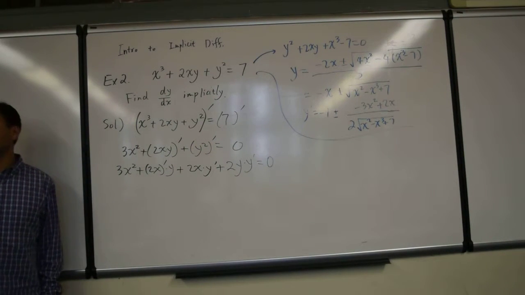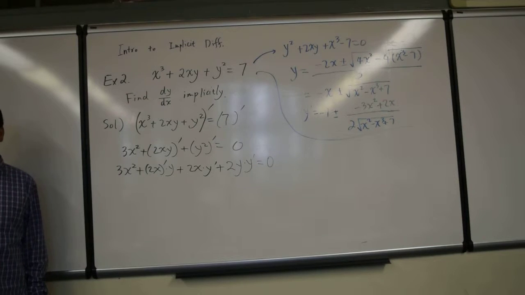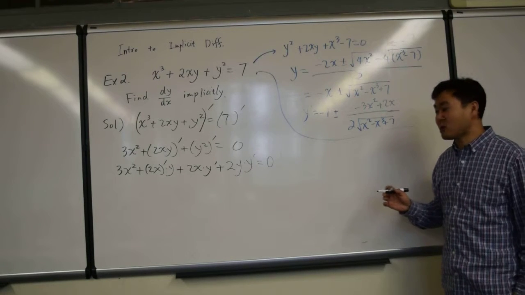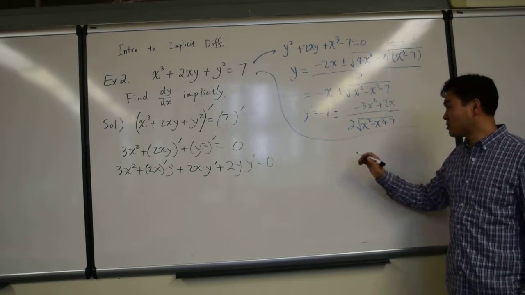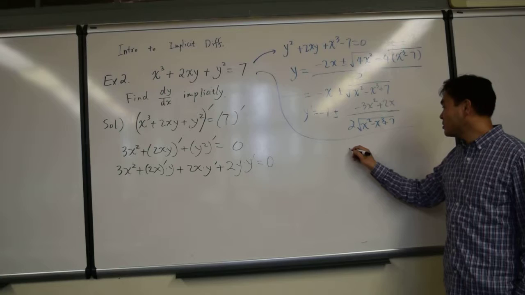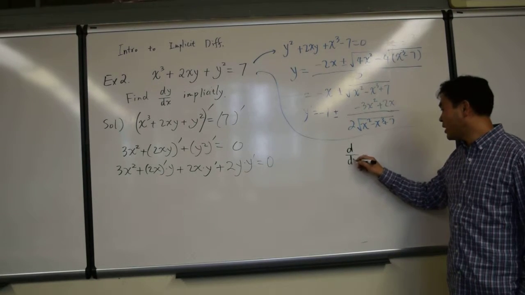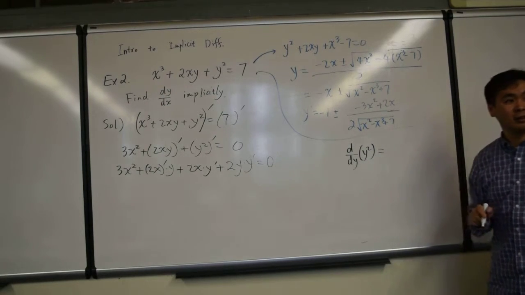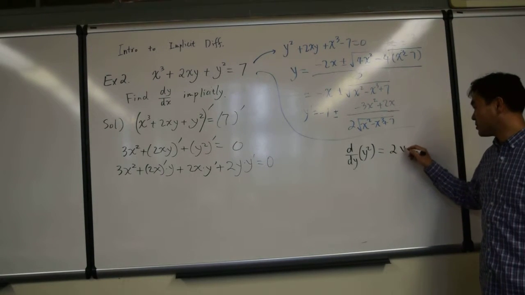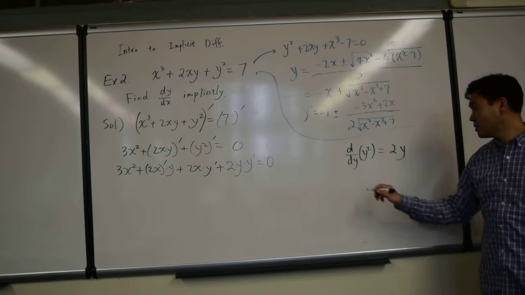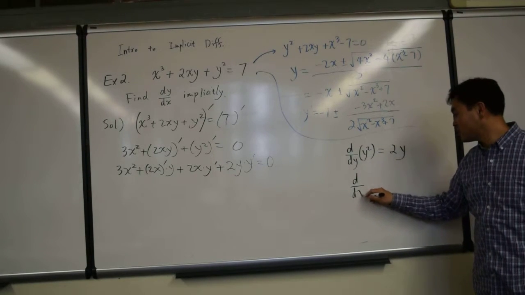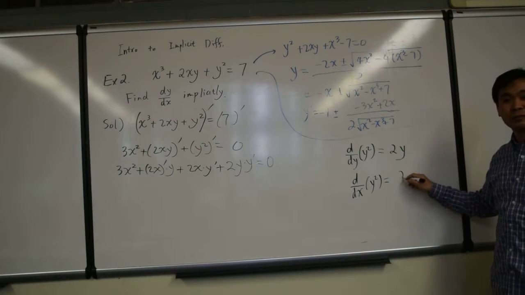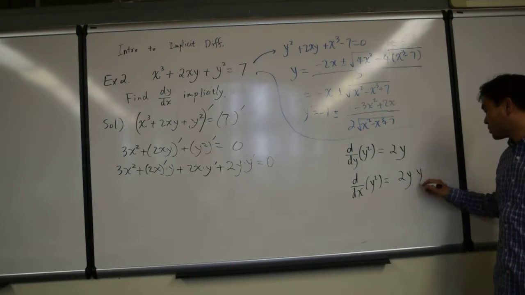Any questions? If you're confused at this point, maybe I should stress this one more time. What is d/dy of y squared? 2y, that's it, right? Okay. What's d/dx of y squared? 2y plus y prime.